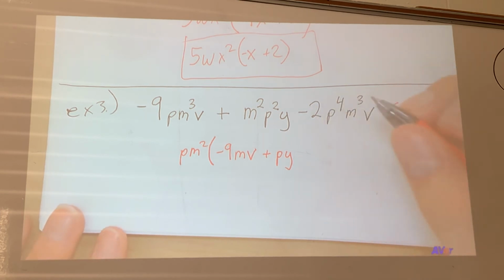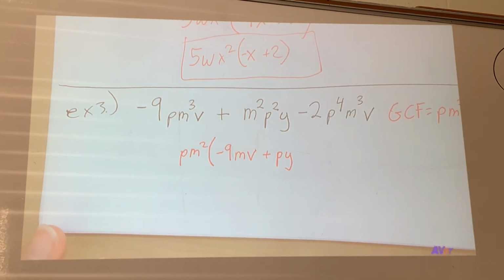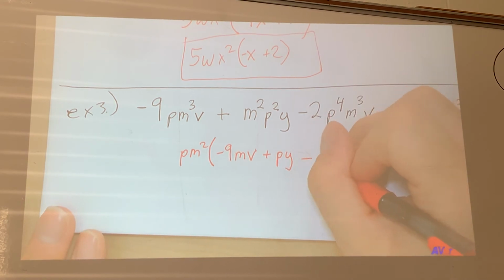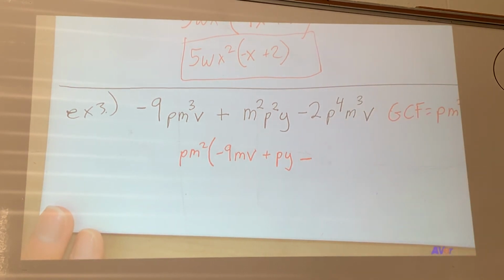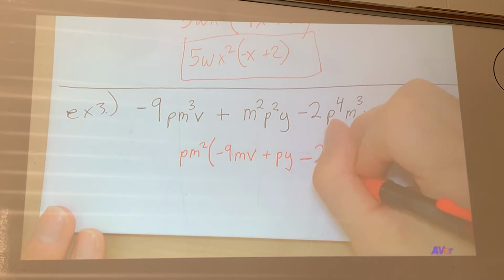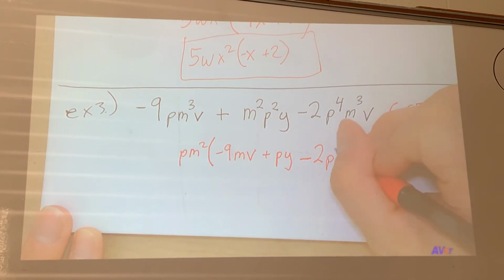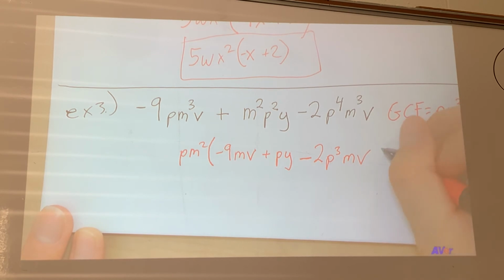All right, and then the last one, let's go with Esther. We get negative 2 P cubed M, and V. Yep, that's it. Good job, guys.